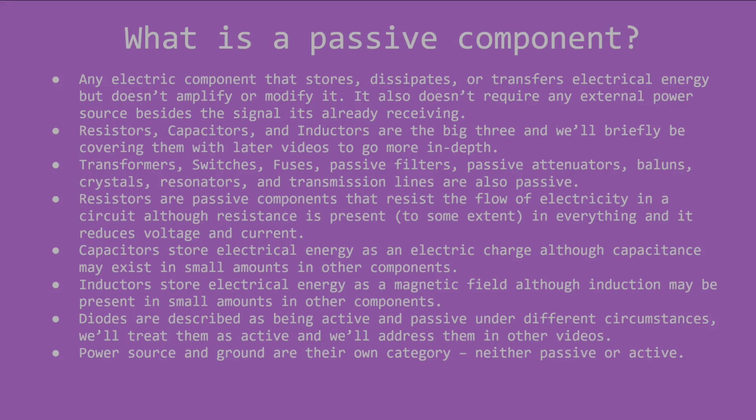Now, we've also mentioned diodes, and they can be regarded as either active or passive, depending on the circumstance, the model, etc. But for my videos, I'm going to be grouping them with active components, and we'll definitely be covering both in a later video. Power sources and ground are really their own category. They're neither passive nor active because they're not components in the circuit. They're the beginning and the end.